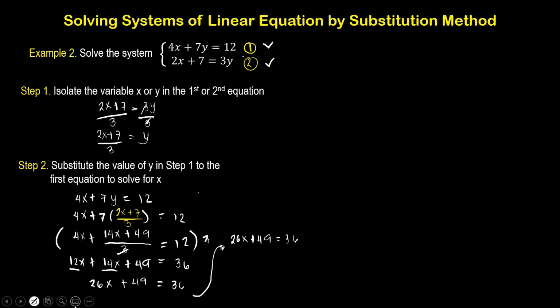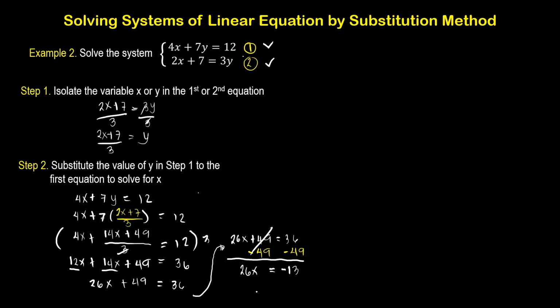So, ang next natin gagawin dito is to isolate the x. So to isolate x, all we need to do is to add both sides by negative 49. Okay, so let's add both sides by negative 49. And this gives us, of course, this is cancelled out. So we have 26x equal to 36 minus 49. This is equal to negative 13.